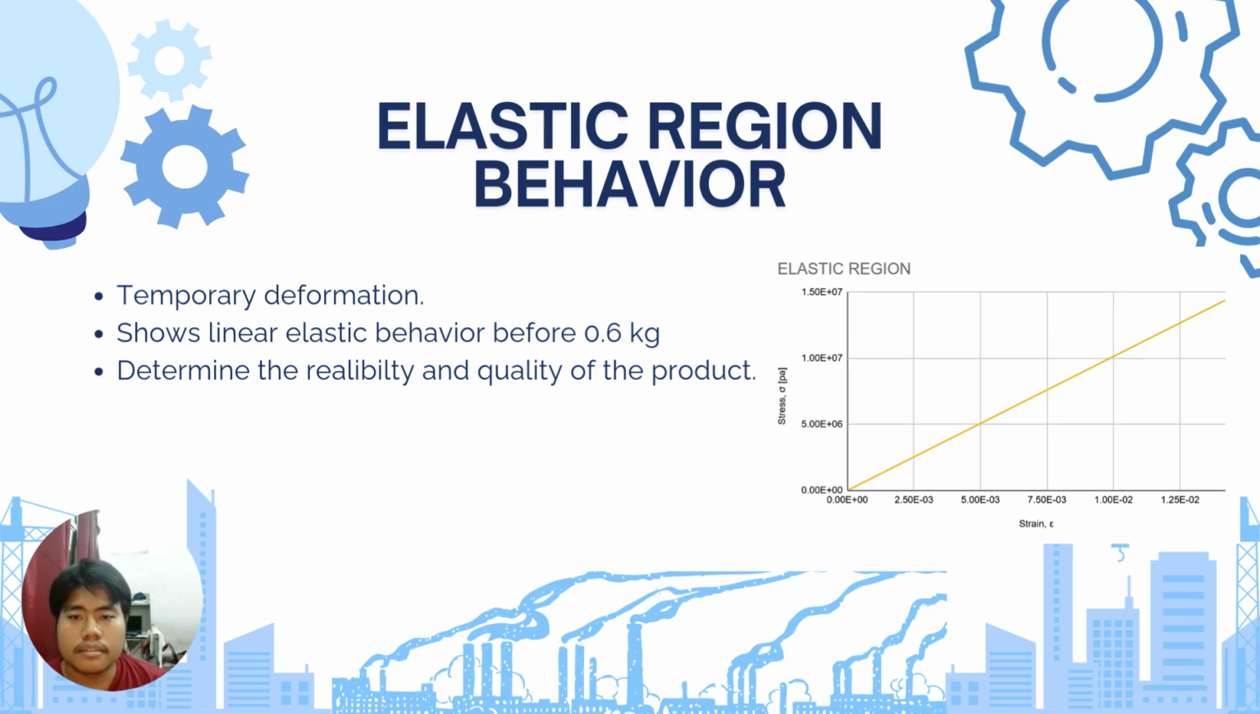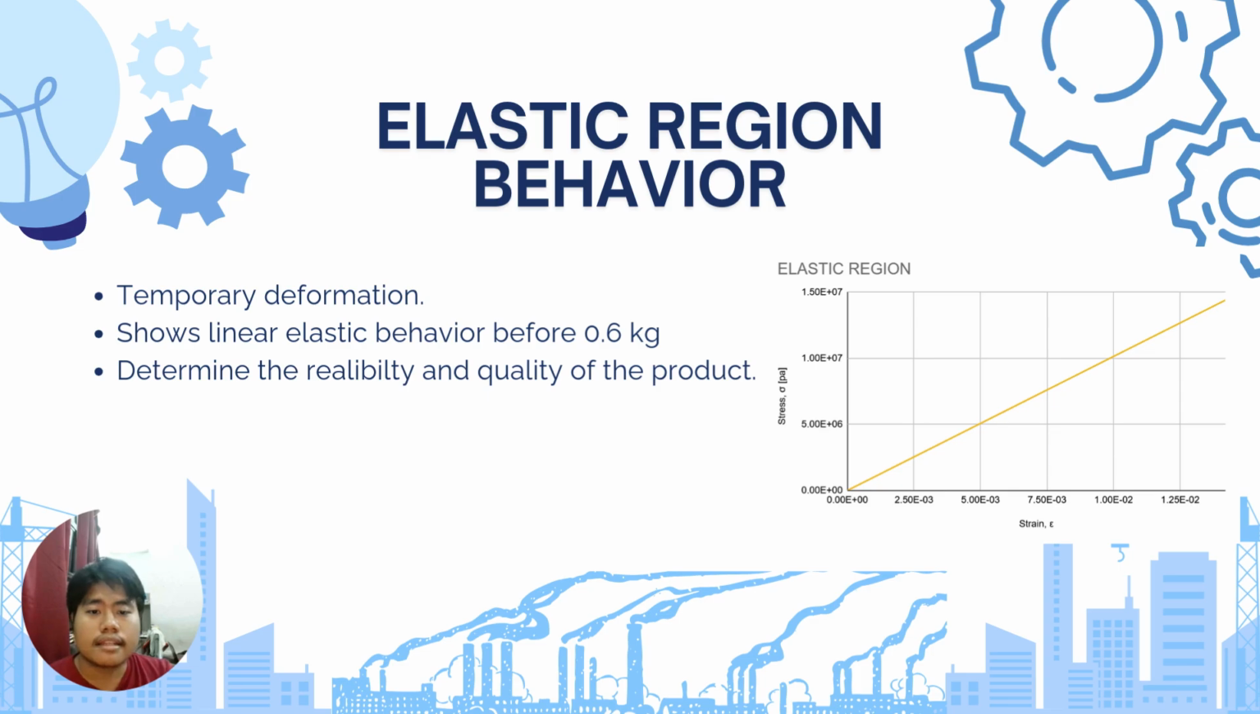What is elastic region behavior? The elastic region is the initial phase of material deformation in a stress strain diagram where the deformation is temporary. Based on the results, the material in the experiment shows an identifiable elastic region. From the graph, the stress and strain values both increase proportionally from the start until the load reaches 0.6 kg, as you can see in the graph above, indicating linear elastic behavior before entering the plastic region.